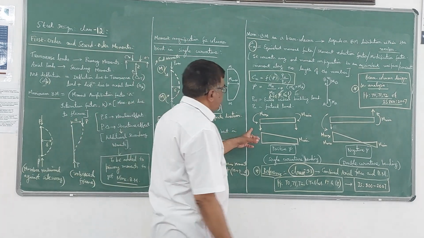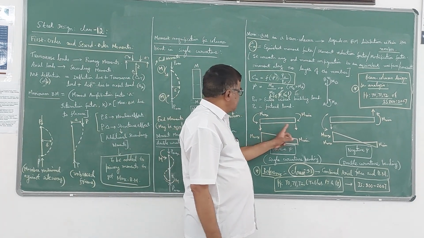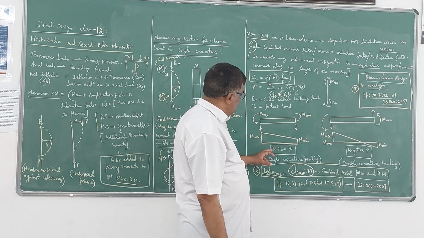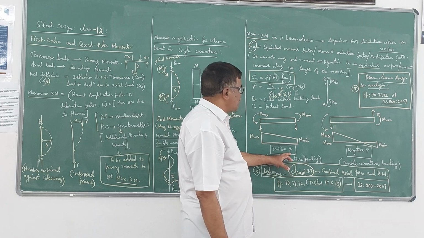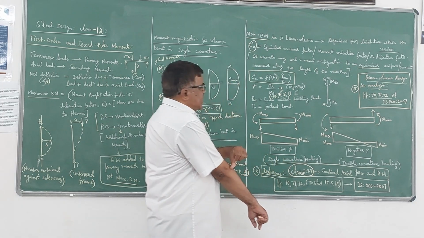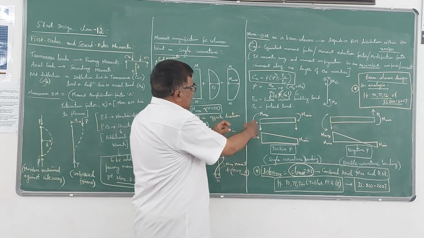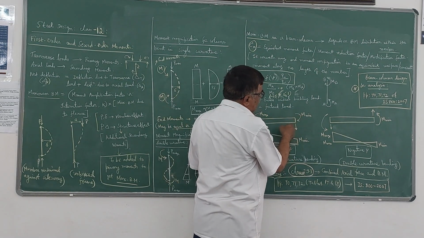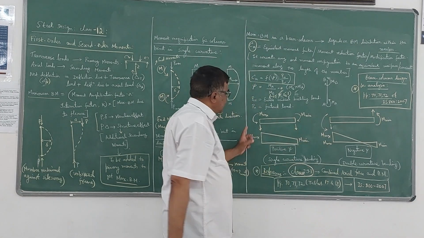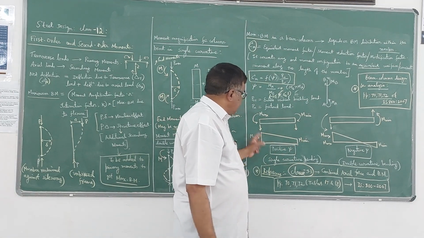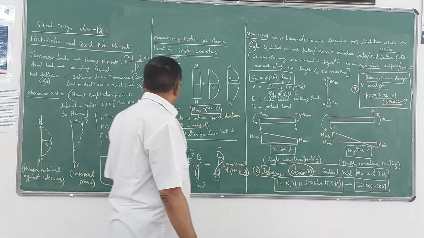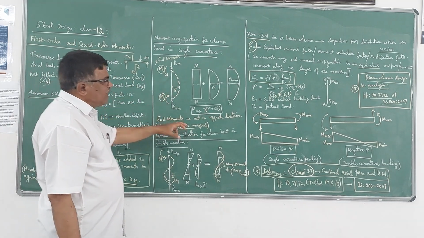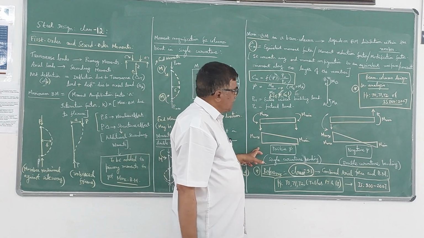Suppose the moment distribution is something like this. Then you have to take a positive value of psi. That means if at this end the moment is anti-clockwise and at the other end the minimum moment is clockwise, they are of opposite nature. This can happen in the case of single curvature bending. Then your psi value will be positive.